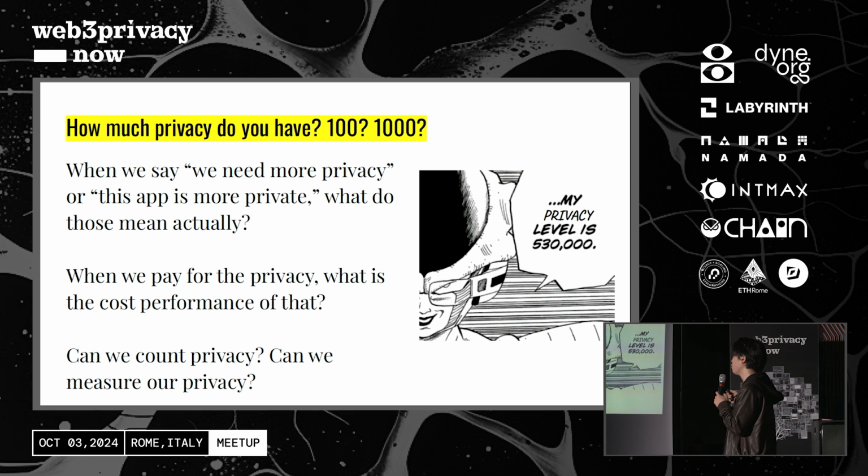We pay for privacy sometimes, right? Maybe some of you are paying for Proton Mail, and some of you are paying for a privacy service or privacy protocol like Monero or Tornado Cash, whatever we want to use. You pay for privacy sometimes, right? So how do you define the cost performance of that privacy?